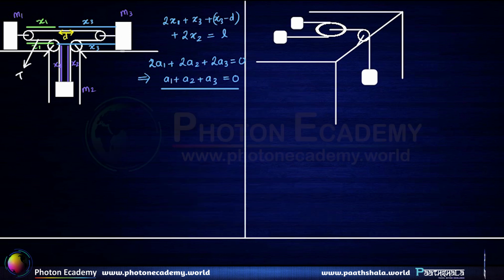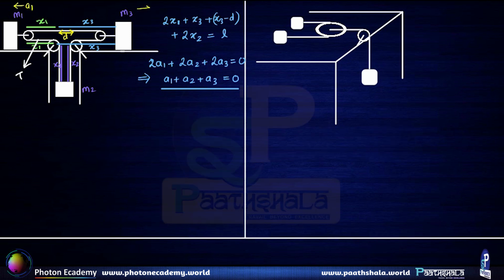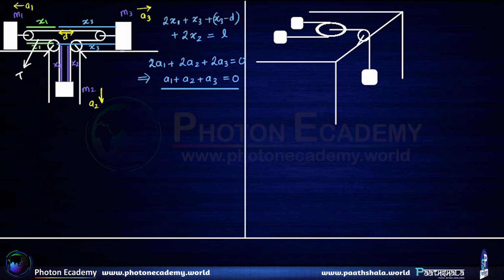On the mass m1, 2T is acting towards the right hand side, but we are going to assume the acceleration of mass m1 to be towards the left hand side. So a1 is assumed to be towards the left hand side, a3 is assumed to be towards the right hand side, and a2 is assumed to be down below. So we have to assume all accelerations to be going away from the rigid support or coming towards the rigid support, all of them. So here in this case we have assumed all of them are going away from the rigid support.